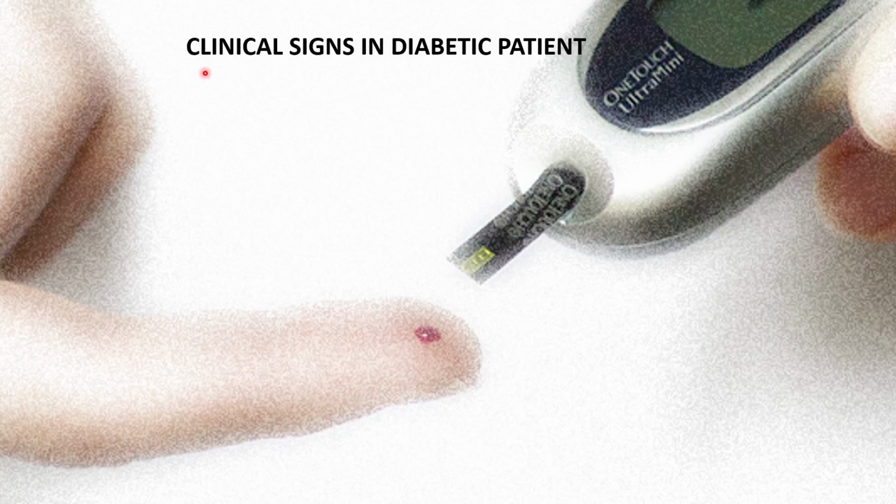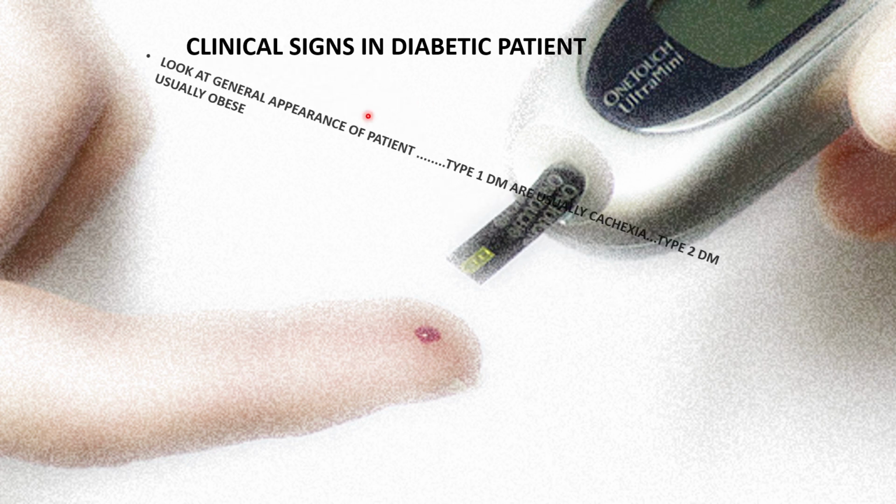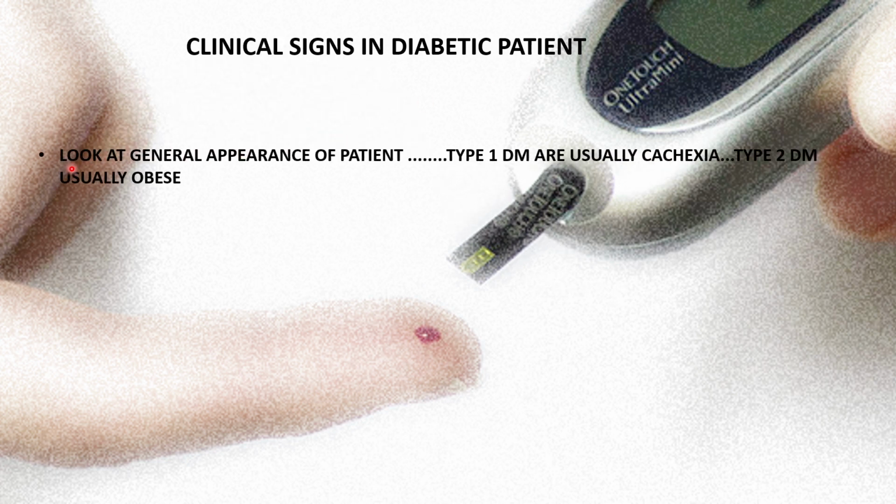Today we'll discuss the clinical signs in a diabetic patient. Very important topic from the clinical point of view and from the exam point of view as well. So let's start. When a diabetic patient comes, we have to look at the general appearance of the patient. Type 1 diabetics are usually cachectic, meaning they are thin and lean, while type 2 diabetic patients are usually obese.